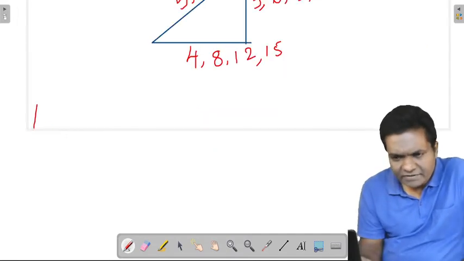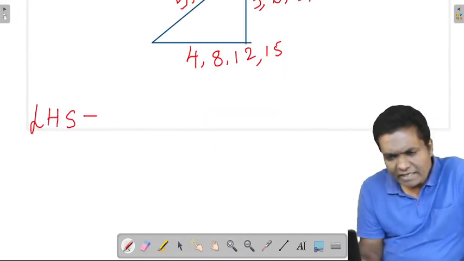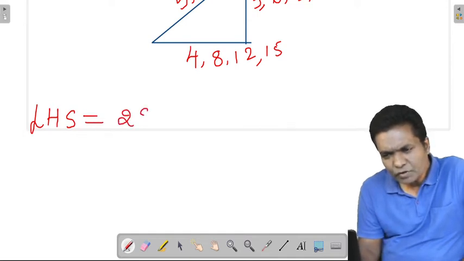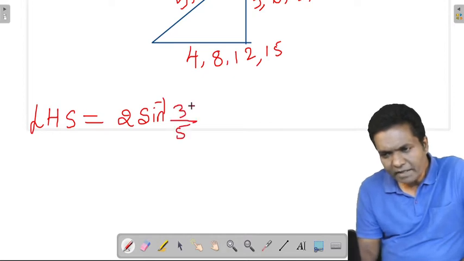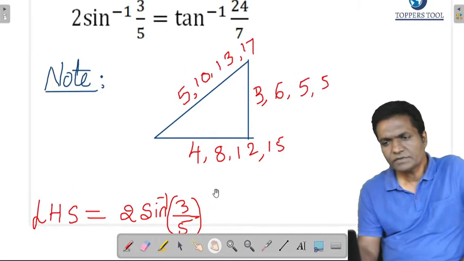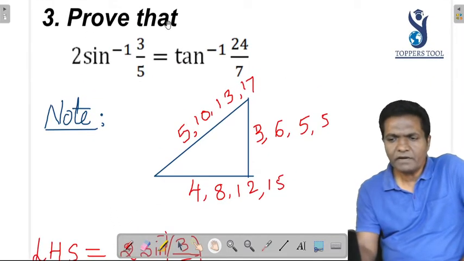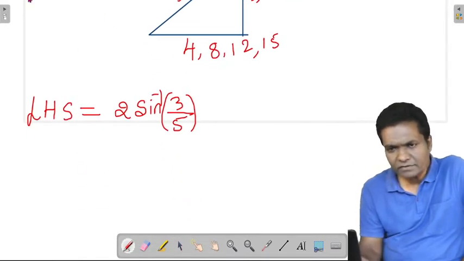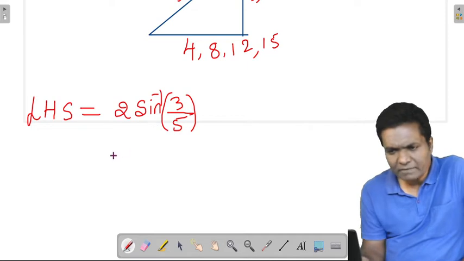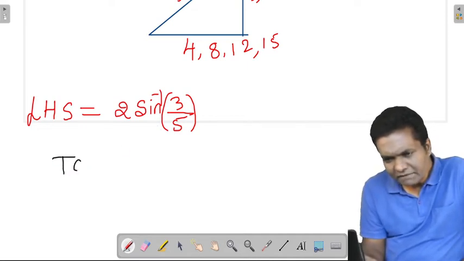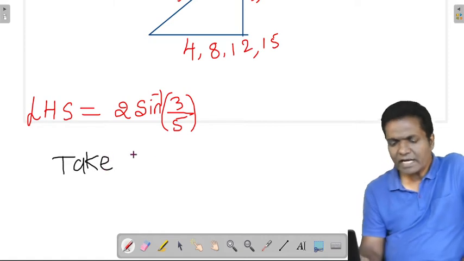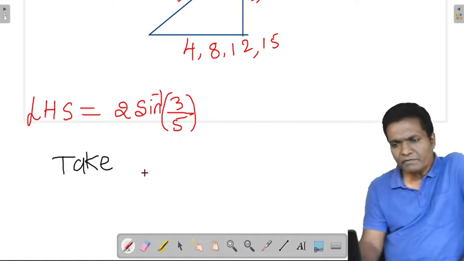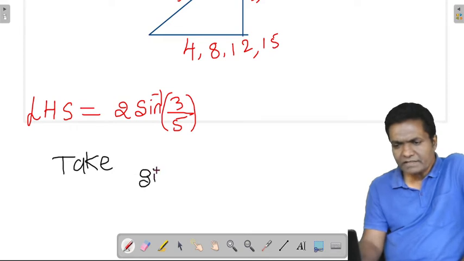So consider LHS. LHS is equals to 2 sine inverse of 3 by 5. Okay. So 2 sine inverse of 3 by 5. If asked to express it in tan inverse, we have to convert this into tan inverse. For that, if I take, you can write it directly. So being a first example, see, sine inverse and cos inverse can be written in terms of tan inverse very easily.